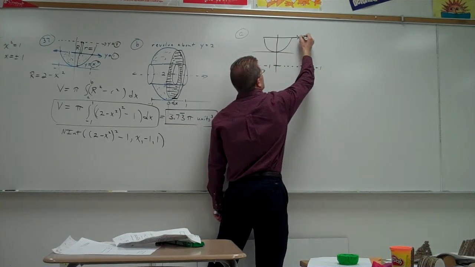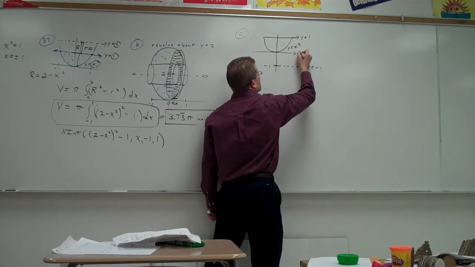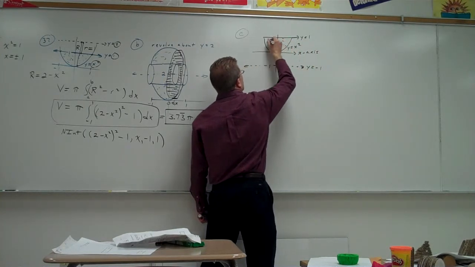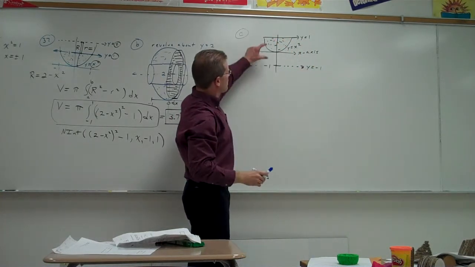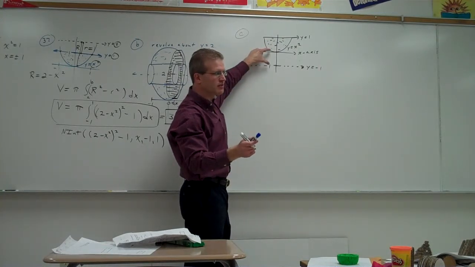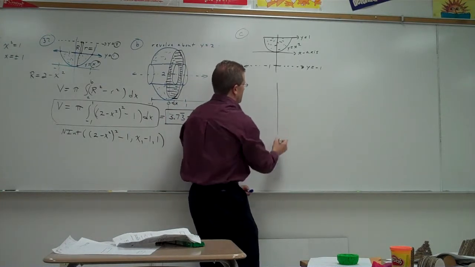This is y equal 1. This is y equal x squared. This is the x-axis. There's my region. So I look at my region, I look at my x rotation, I see white space again. So what method am I going to use again? Washer method. Yeah.